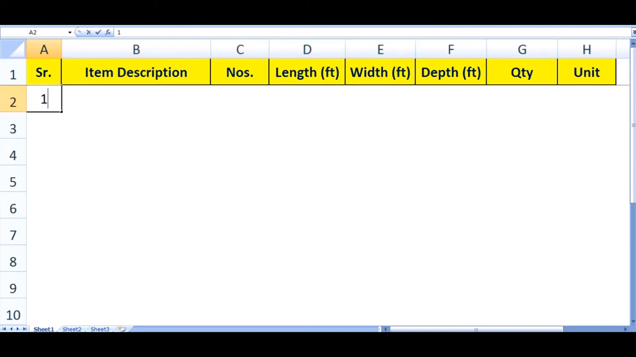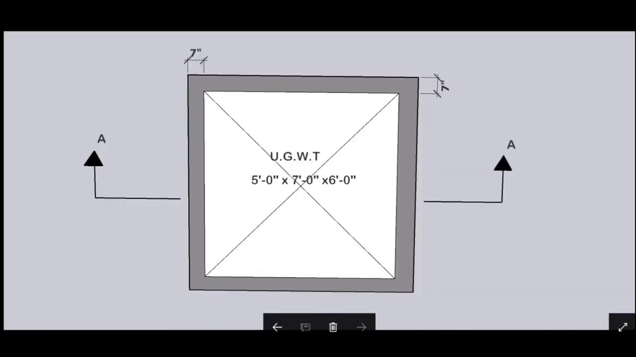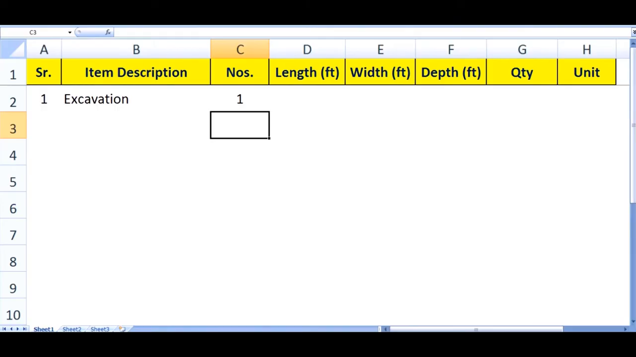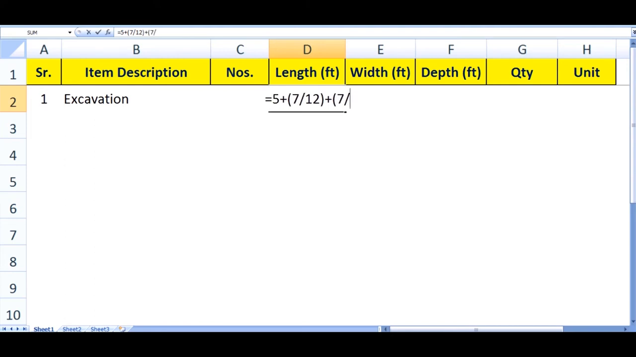The first item of this activity will be excavation. We write number 1 for number. If we see the diagram, the length is 5 feet and the width is 7 feet, but these are internal dimensions, that's why we have to add the 7 inches RCC wall at both ends. So for length we write first 5 and then add 7 by 12, again 7 by 12. Now the length of the UG water tank for excavation is 6.17.